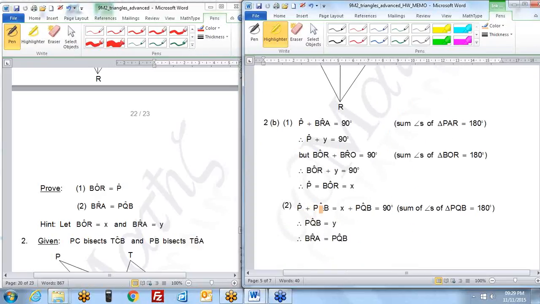Right, so angle P plus angle PQB, which is X plus angle PQB, equals 90 degrees. So it's the sum of angles of a triangle PQB equals 180. Therefore, angle PQB equals Y. Thus, angle BRA is equal to angle PQB.